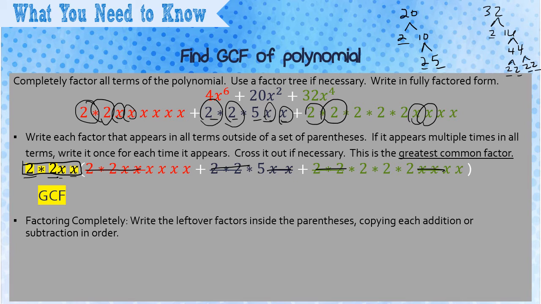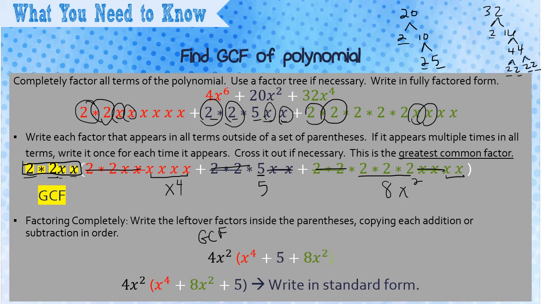Now, if we want to continue and factor out completely, we write the leftover factors inside the parentheses, so what we haven't crossed out. Here in this first term, we have 4 x's left. In the second term, we have a 5 left. In the third term, we have 3 2's left and 2 x's left. So it would look something like this. Here's my GCF, that's the 4x squared. The 2 times 2 gave me the 4, and x times x gave me x squared. And then I'm writing what I had left over. So here's my x to the 4th, here's my 5, here's my 8. 2 times 2 times 2 is 8, and then I had x squared left.